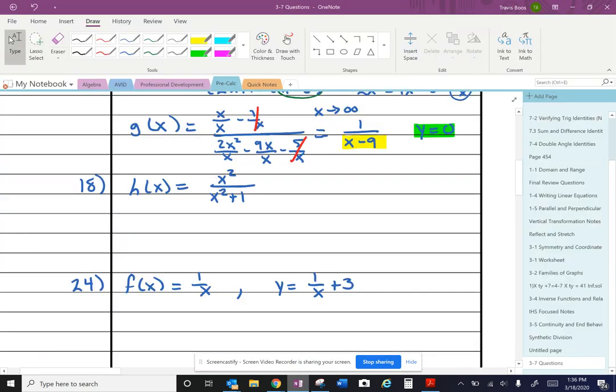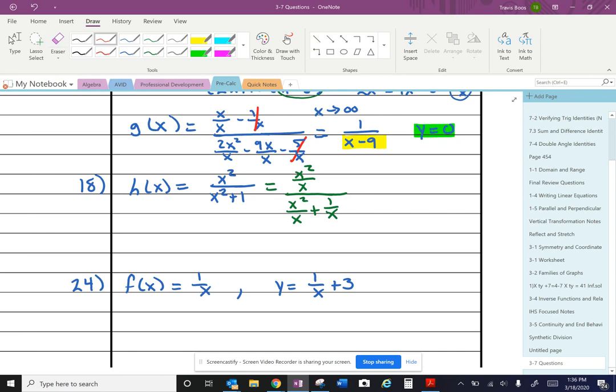x squared over x squared plus 1. They have the same power, so there is a horizontal asymptote. There's no value of x that would give us 0 in the denominator, so there's no vertical asymptote here. But if I use my same technique, I can say that's equal to x squared over x, all over x squared over x plus 1 over x.